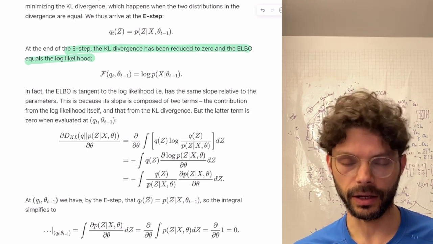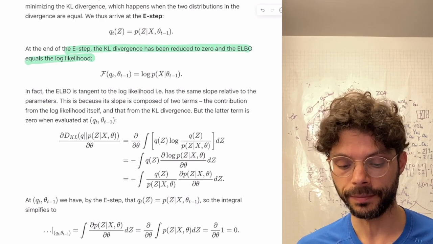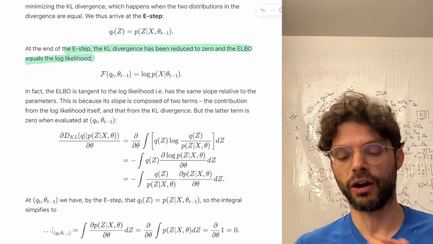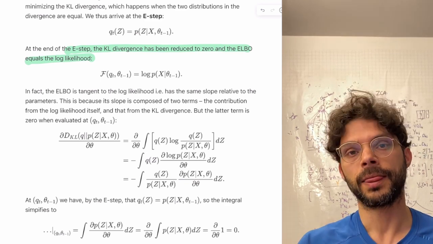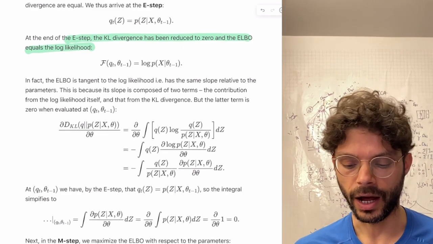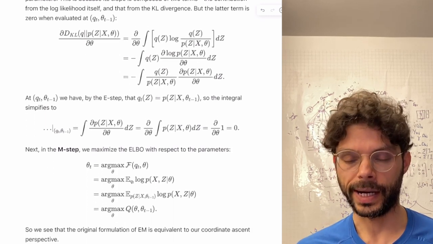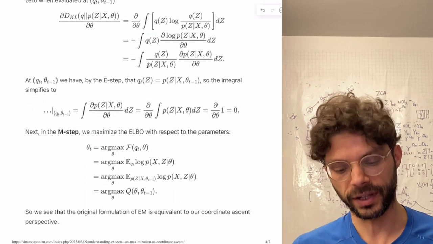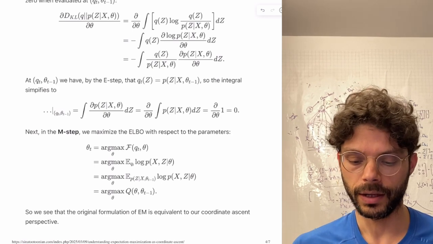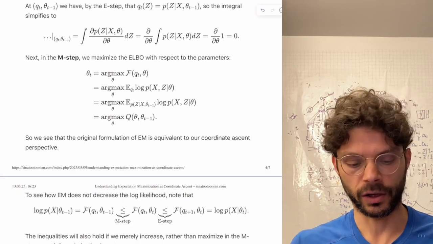Now, in Bishop, he points out that there's even a stronger property: it's not just that the two curves touch as a function of the parameters, they're actually tangent to each other. There's a derivation here that I go through on why that is. You can go through it. It's very straightforward, and you'll see in the picture what I mean. But it's a simple derivation. We'll skip that for now. It's just kind of cool to know.